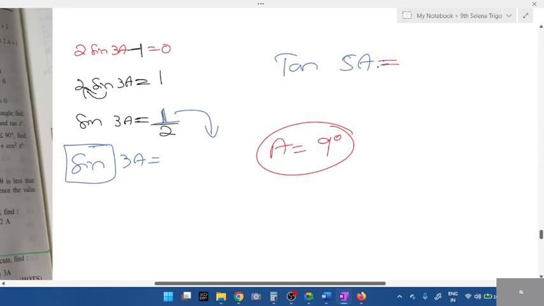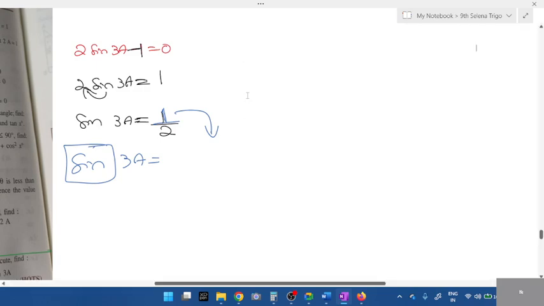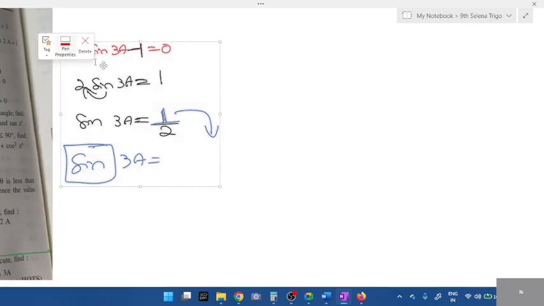We'll check the answer, students. What should I substitute in place of 5? A, which is 9. So what is 5 into 9? 45. What is tan 45? Are we getting 1? This is the question I gave in the beginning, right? Yes, this is how we solve. Just replace the value. Even the first one we should have done in this method.